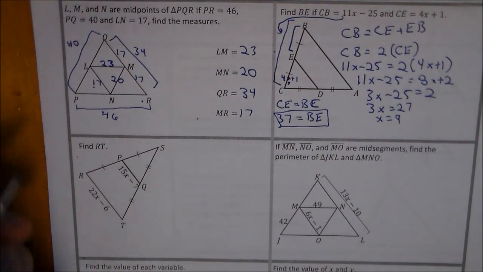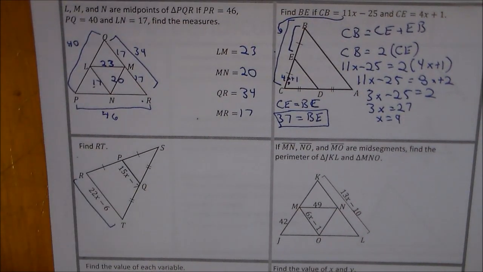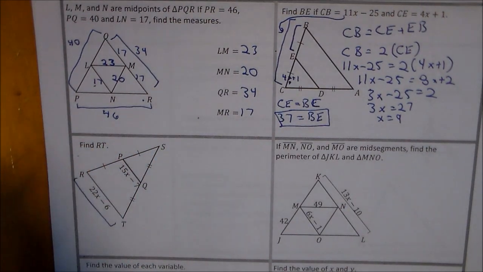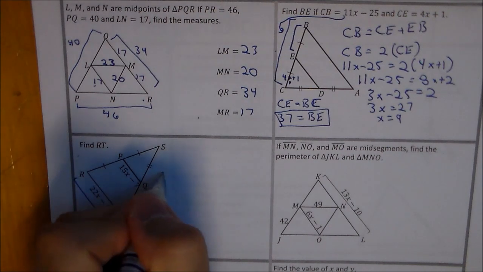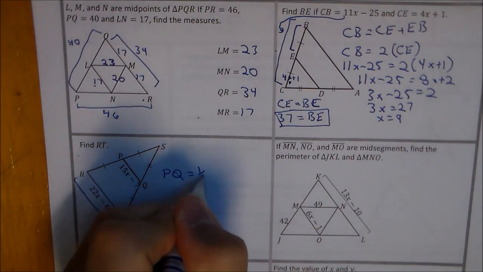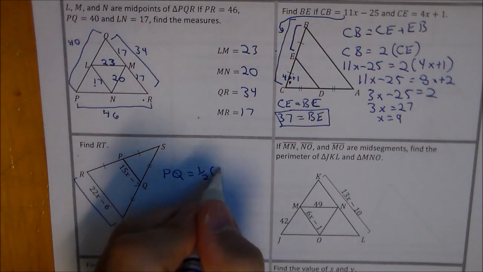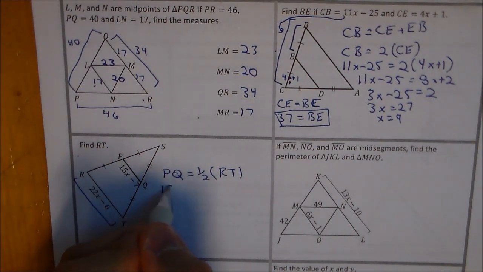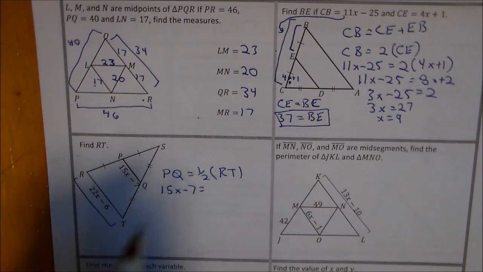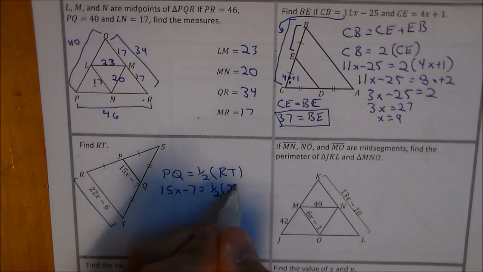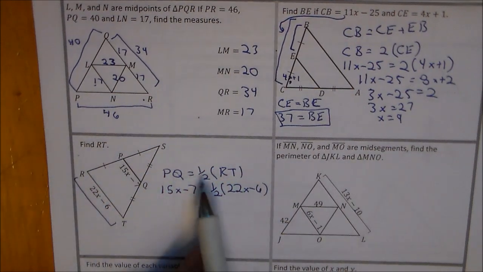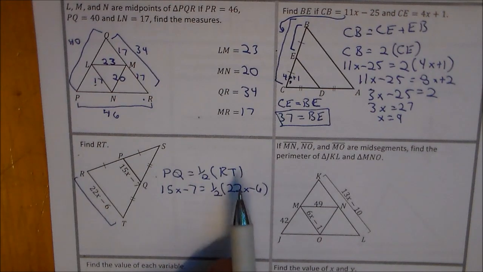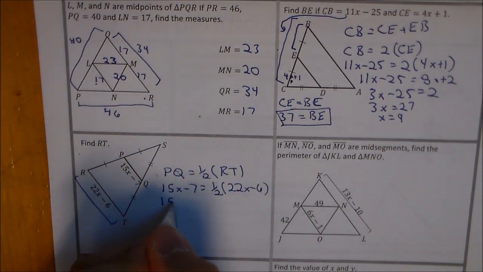For our next problem, we need to find RT. RT is this segment on the outside, it's the side. I'm not going to set these two equal because this is a midsegment, so let's say that PQ is equal to 1/2 of RT. So the midsegment is equal to half the side. So that's going to be 15x minus 7 equals 1/2 times 22x minus 6. My other option here is to put the 2 times on this side, but I'm going to do the 1/2 here because these are both even numbers and it's going to be easier to take half of.